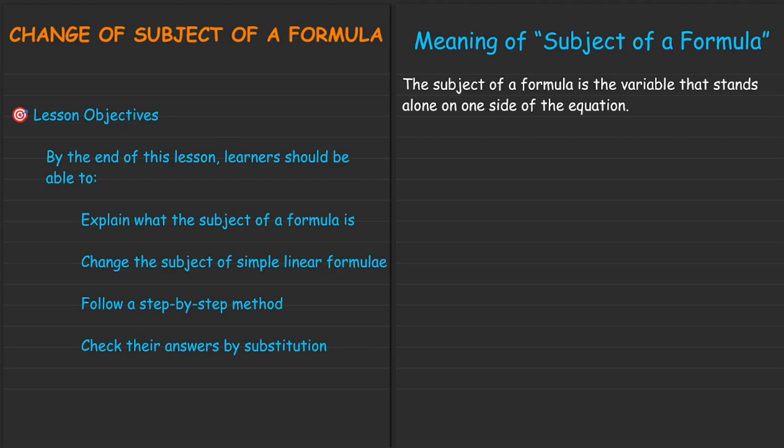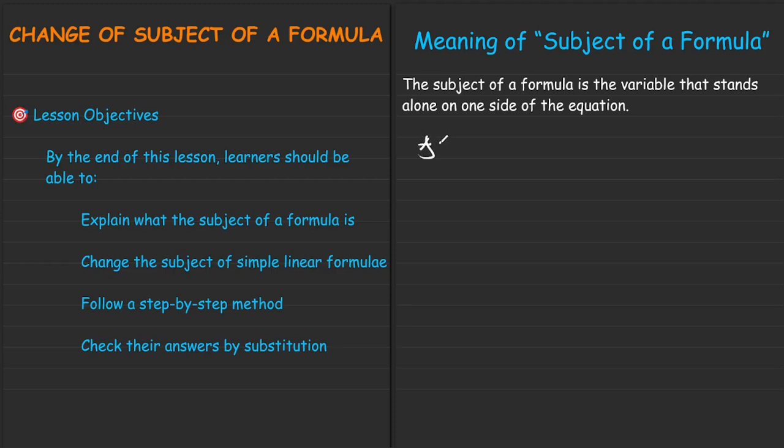When we talk of the subject of a formula, it is the variable that stands alone on one side of the equation. For an equation, we have the left-hand side and the right-hand side. On both sides, we want the variable that stands alone. Let me write some formulas so we determine which is the subject of the equations.